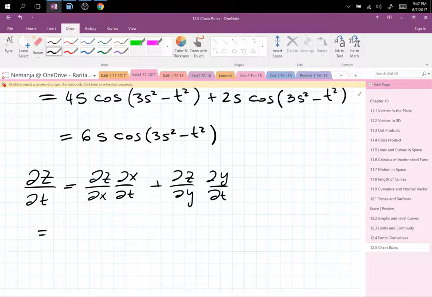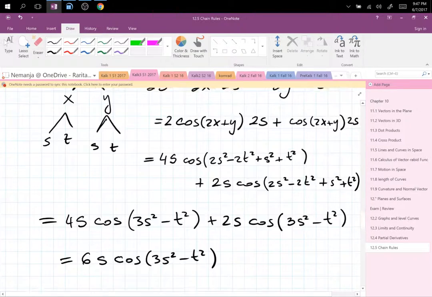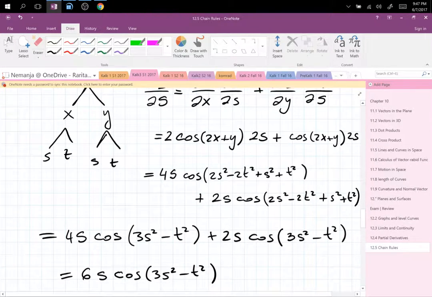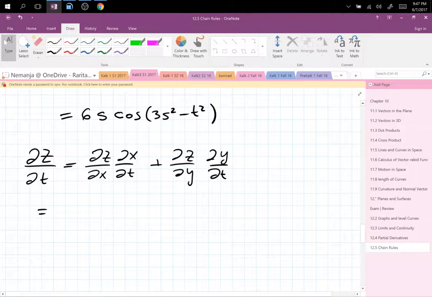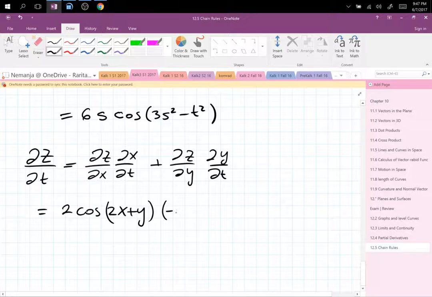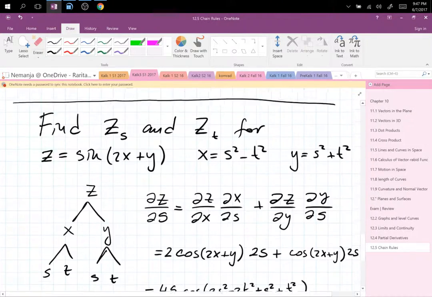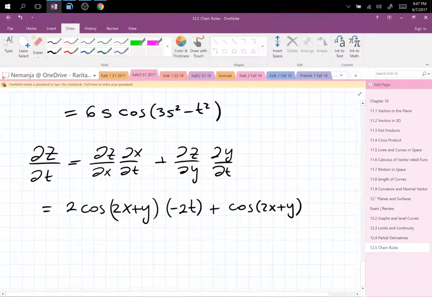So you recycle the first partial derivatives, which are the 2 cosine 2x plus y. And then we multiply that by the partial x partial t, which was, if I remember very well, negative 2t. And then plus, we recycle this one as cosine 2x plus y. And then again, second one was positive, right? Yeah, so positive 2t.